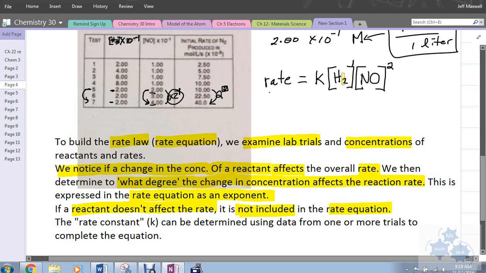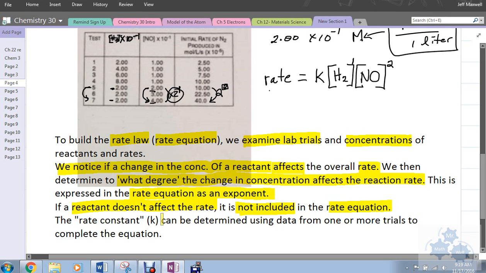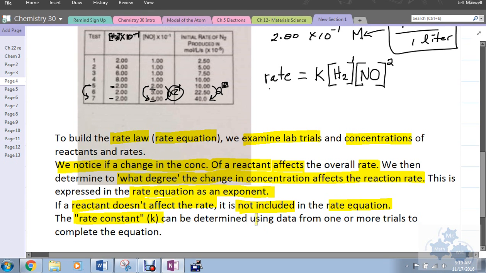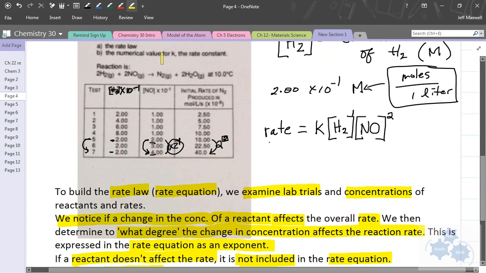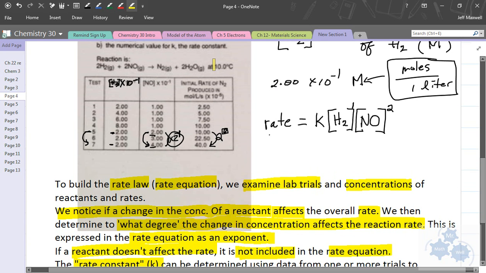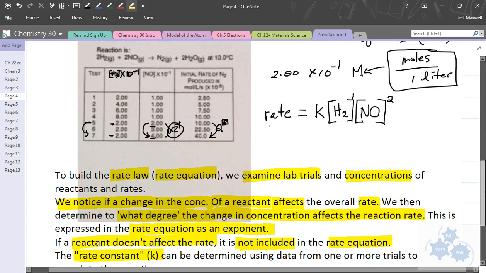And so the rate equation does not have to include all of the reactants, just the ones that affect the rate. And then finally, the rate constant K can be determined using data from one or more trials to complete the equation, which is what we're going to do right now. So if you've had a chance to get these notes down, we're going to go ahead and do part B, calculate the numerical value for K, the rate constant, which is of course attached to this temperature of 10 degrees.